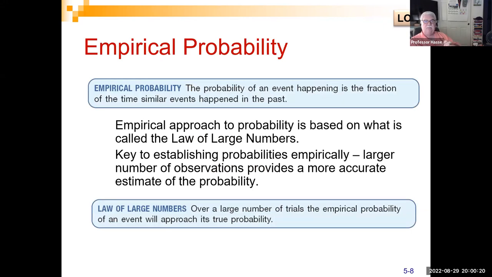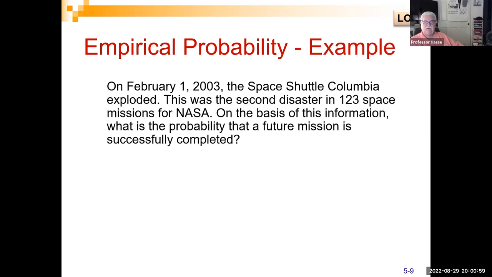Empirical probability is the probability of an event happening as a fraction of the time similar events happened in the past. Okay? In other words, what's the probability it's going to rain tomorrow? Well, it hasn't rained in California in I don't know how long. I would think the probability of rain tomorrow in Claremont or La Verne or San Dimas is going to be, if not zero, pretty close to it. Why? Because we've had a trend, we've had a history of no rain. That will add to the probability that we probably won't get rain tomorrow. That's an example of empirical probability.